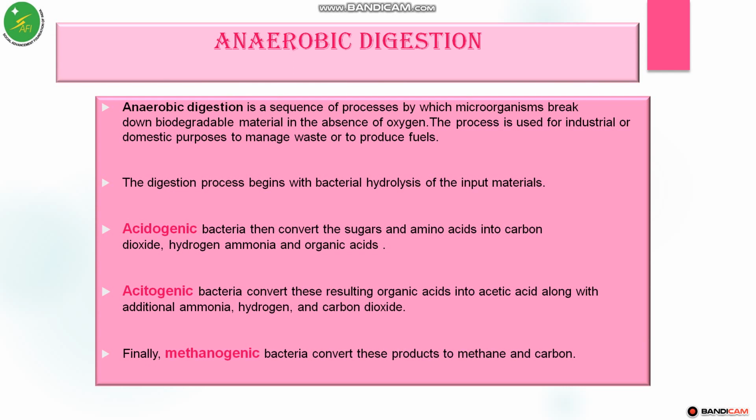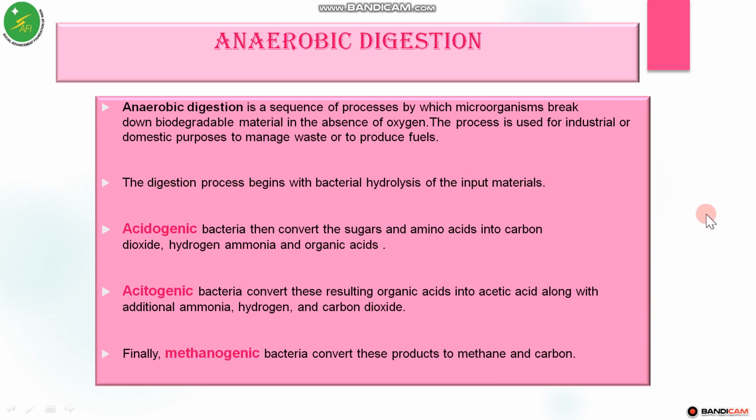Anaerobic digestion is a process by which microorganisms break down waste material in the absence of oxygen. This process is used for industrial and domestic purposes to manage waste and to produce fuels, especially biogas. These are the steps involved in anaerobic digestion: acidogenic, acetogenic, and methanogenic. In acidogenesis, bacteria convert sugars and amino acids into carbon dioxide, hydrogen, ammonia, and organic acids. In acetogenesis, bacteria convert these organic acids into acetic acid along with some other products. The final step is methanogenesis, where bacteria produce methane and carbon dioxide. This methane can be used as biogas.